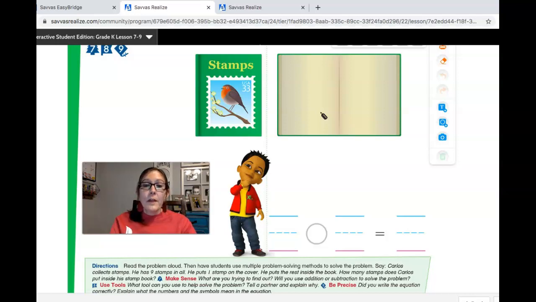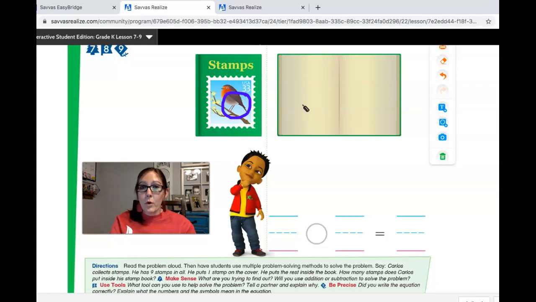There are lots of ways that we could solve this. If you want, you could pause the video and see what you can do all by yourself or with a grown-up at home. Or just keep this video playing and we'll figure this out together. Here's how I would do it. Listen again. Carlos has 9 stamps in all. He puts 1 stamp on the front of his stamp book. There's the 1. He puts the rest of them inside his stamp book.